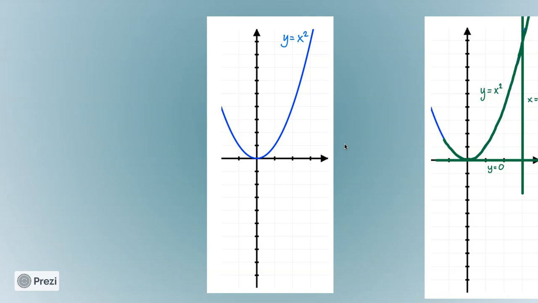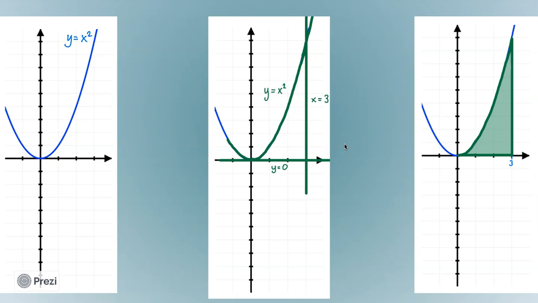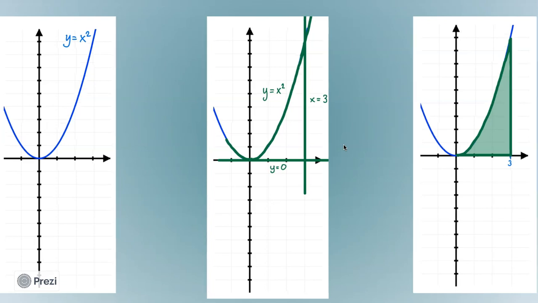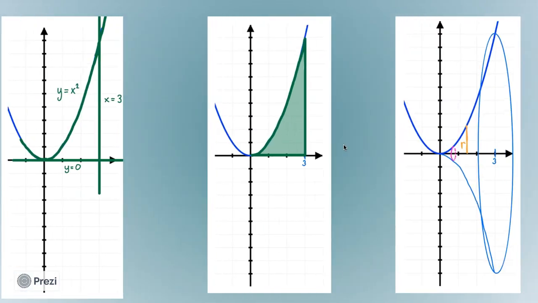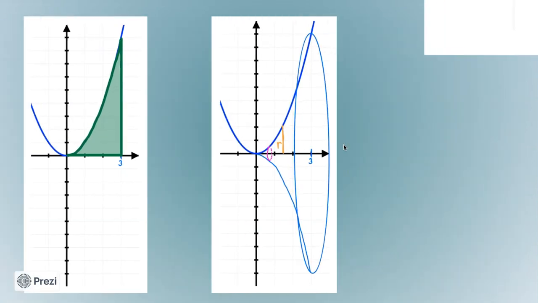Okay, so firstly we want to sketch the function y equals x squared, and then we will add the other boundaries. So the x-axis corresponds to y equals 0, and then we also have x equals 3. These 3 graphs clearly define a region that is represented here. It's not a triangle, so you should not use a formula for the area of a triangle, because the top left is slightly curved.